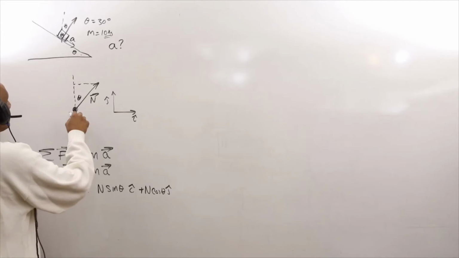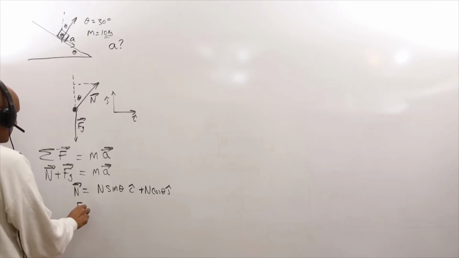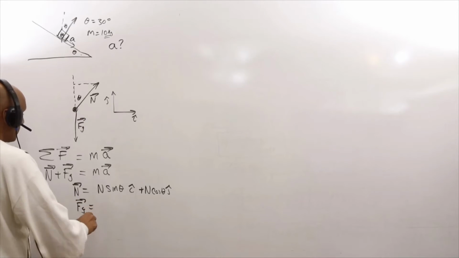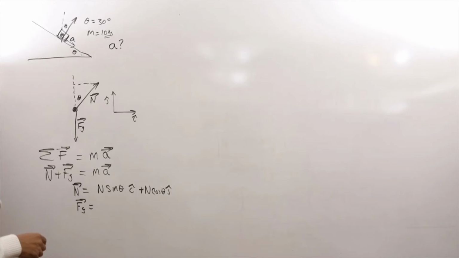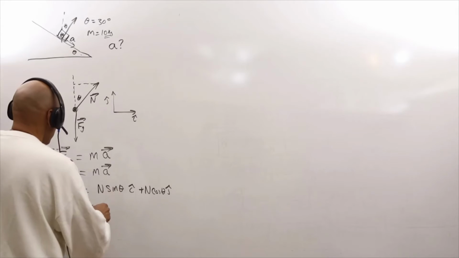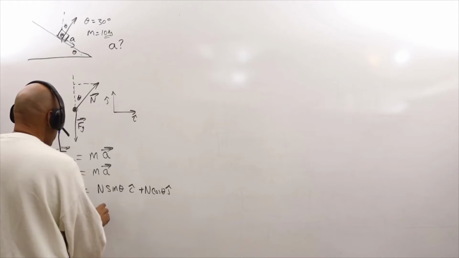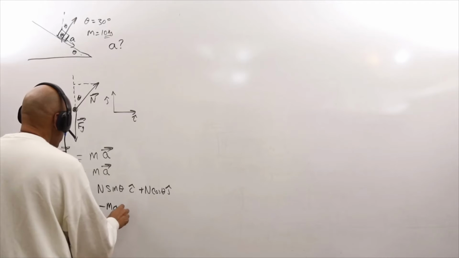So now the force of gravity is going straight down. We know that that's evaluated to be mass times gravitational acceleration, g, which is 9.8 meters per second squared. But it's going down, so it's minus mg j.